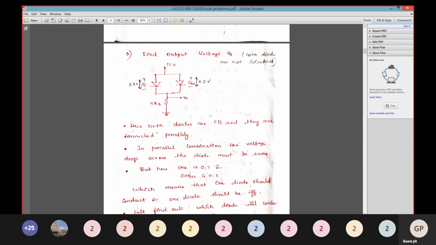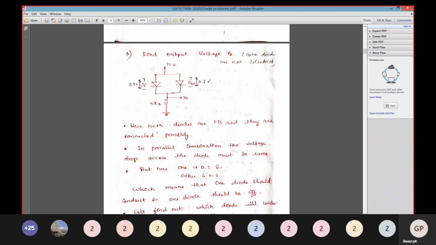Okay. The next problem, find the output voltage V naught. Both the diodes are not identical. If you look at this circuit, the 12 volt is applied across two diodes which are connected in parallel. One is a silicon diode and one is a germanium diode. As you all know, silicon diode needs 0.7 cut-in voltage and germanium is 0.3 cut-in voltage.